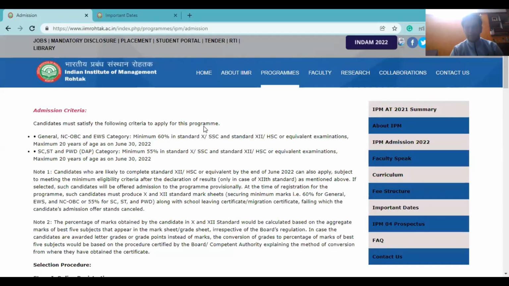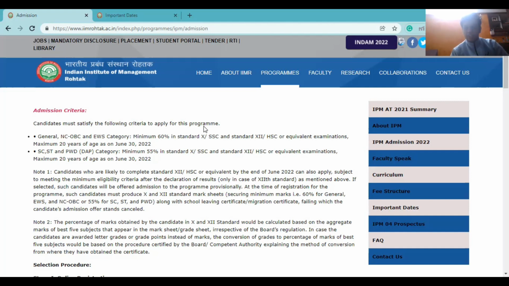So now we are on IIM Rohtak's website. The link would be posted in the description. So first, let us talk about the eligibility criteria. If you're from a general NC, OBC or EWS category, you need to secure a minimum of 60% in your 10th and 12th examinations. And the maximum age limit here is 20 years as of June 30, 2022.